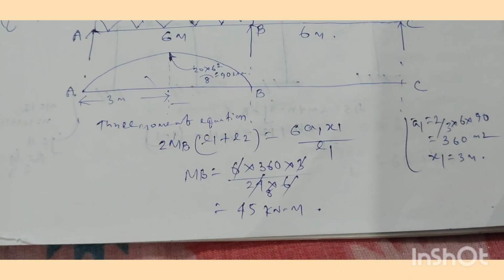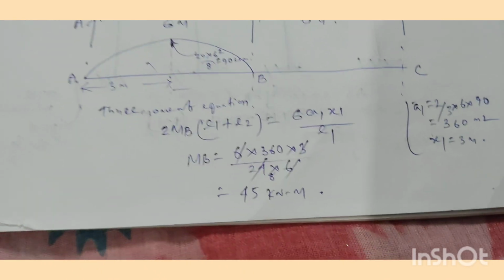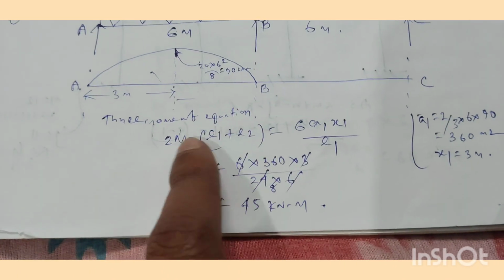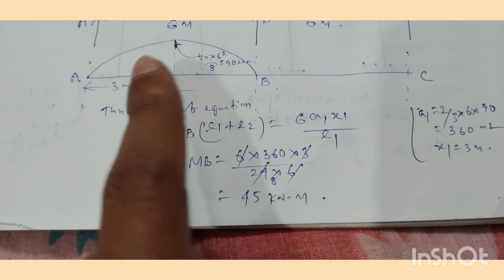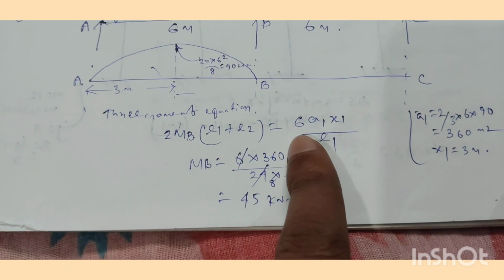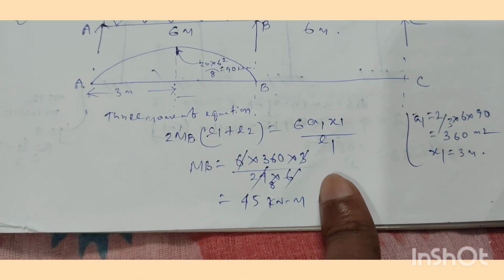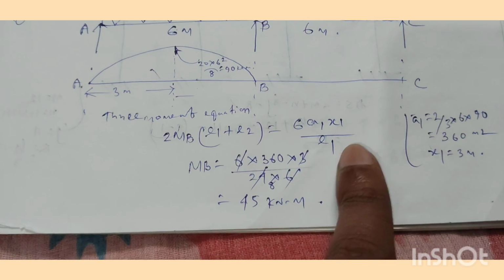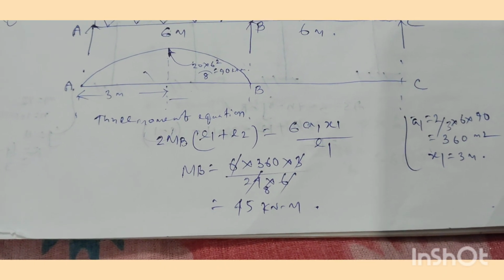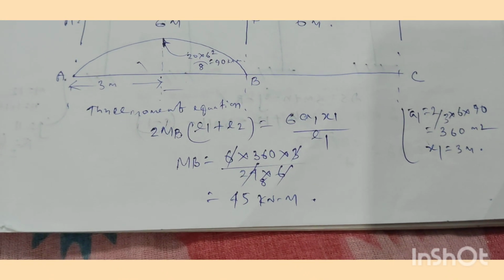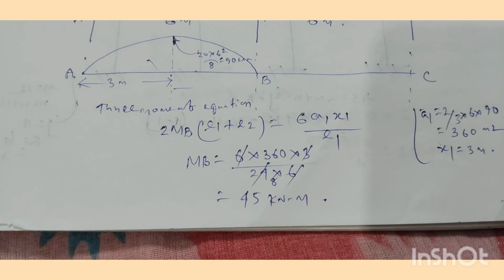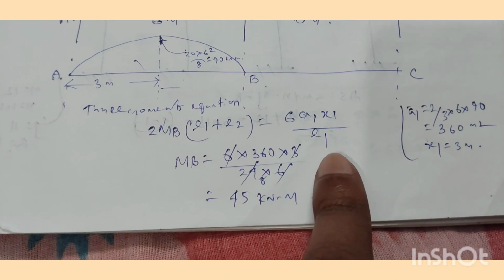To find the bending moment at point B, the intermediate support, we have to utilize the three moment equation, that is 2MB into L1 plus L2, where L1 is the span AB length and L2 is the span BC length, equal to 6A1 x1 by L1 plus 6A2 x2 by L2. There will be no A2 x2 because the span BC is not loaded, so there will be no bending moment diagram and no value for the second term 6A2 x2 by L2. So only 6A1 x1 by L1 is written here.